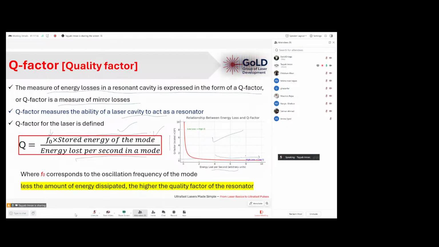Basically, the losses in the cavity are utilized in Q switching. We block the cavity from inside and it builds up losses, and then we remove the blockage, then we get the giant pulse at the output.